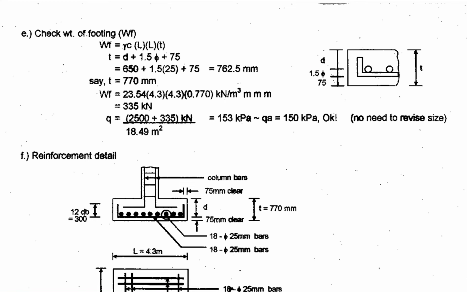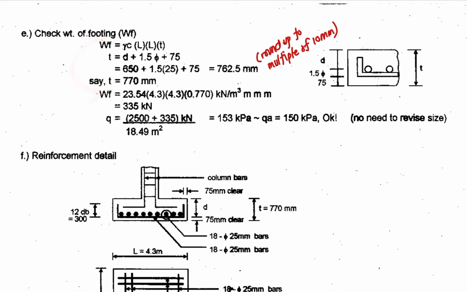So therefore, you have your d equal to 650, and then you have your diameter used, that is 25, multiplied by 1.5, plus the cover. Normally the cover of the foundation or footing is 75 mm. So you have a total thickness of 762.5. Maybe you round it off up to a multiple of 10 mm. So let's say you have your thickness equivalent to 770.